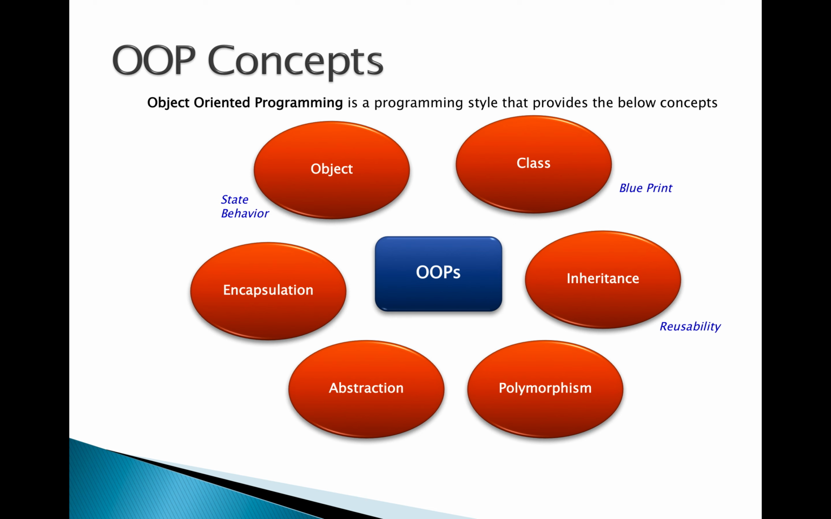The next item is polymorphism. We discussed two types of polymorphism: compile time polymorphism and runtime polymorphism. You can also call them overloading and overriding, or static binding and dynamic binding. All these terms are quite related to the same thing.